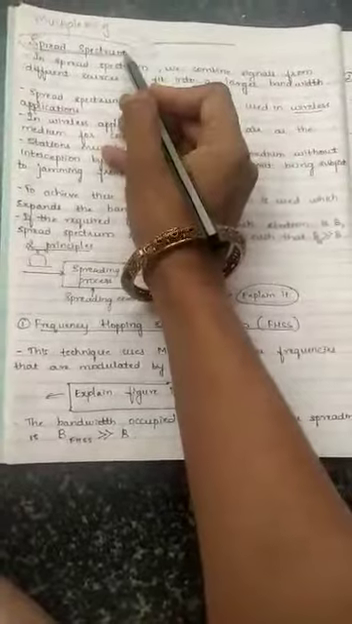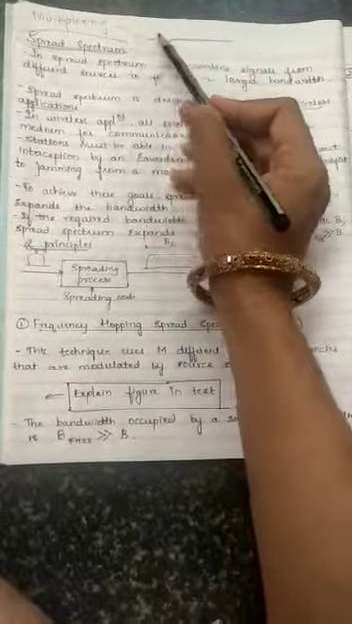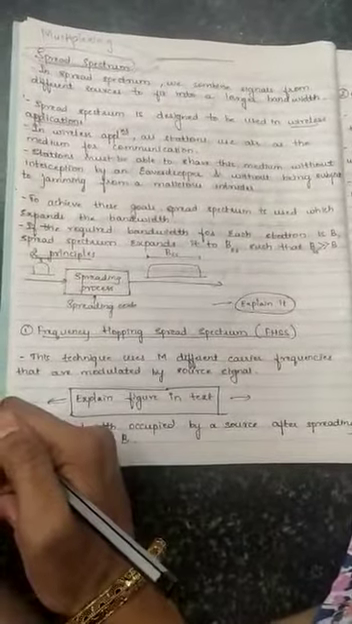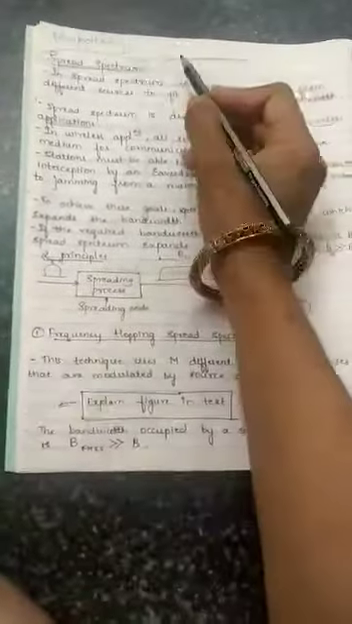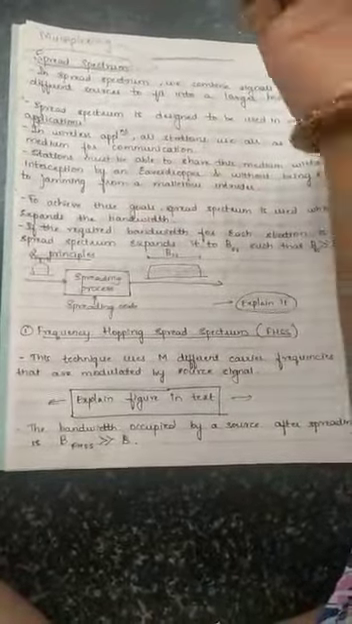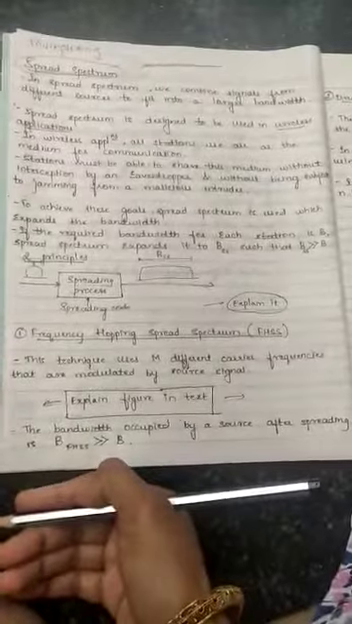In spread spectrum, we are combining the signals from different sources to fit into a larger bandwidth. As compared to the multiplexing technique, in spread spectrum we are expanding the available bandwidth so that it can accommodate a larger number of signals. That is the spread spectrum technique.